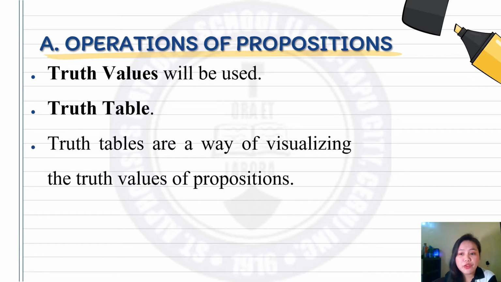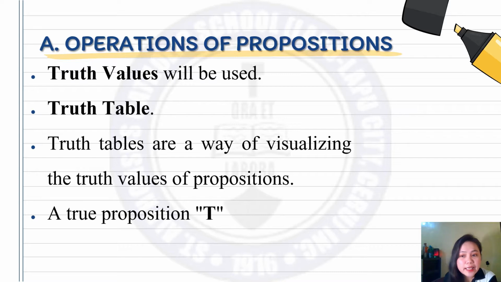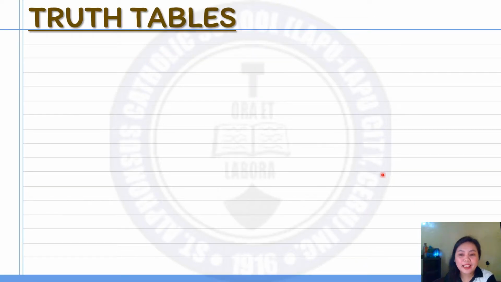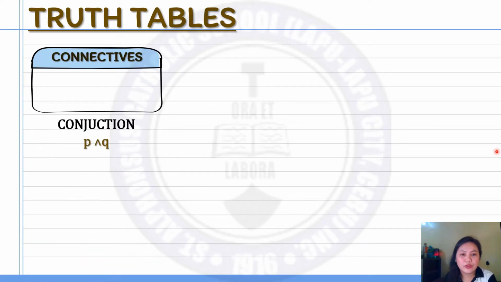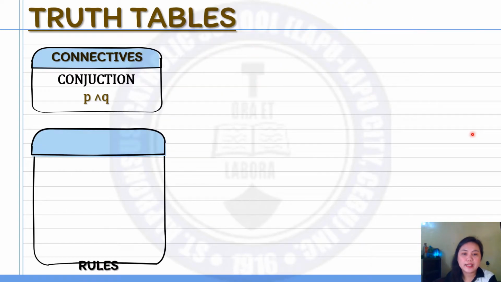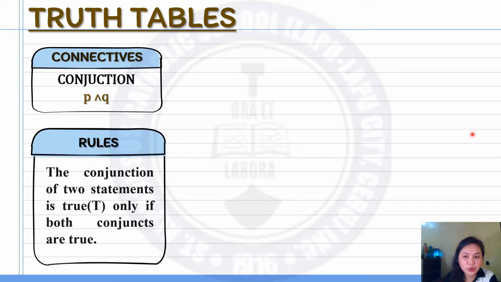Truth tables are a way of visualizing the truth values of propositions. A true proposition is represented by T and a false proposition by F. Now let's start constructing our truth tables with conjunction. So for conjunction, you have here P and Q. This inverted V symbol represents AND, or can be read as AND. The rule is: the conjunction of two statements is true only if both conjuncts are true.